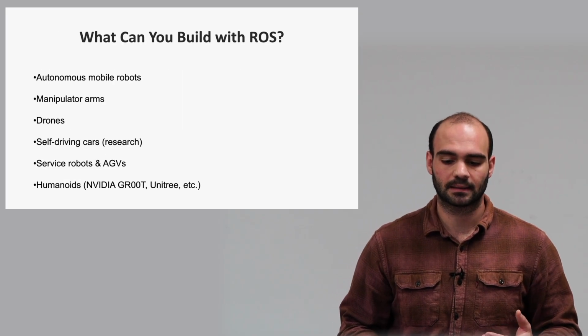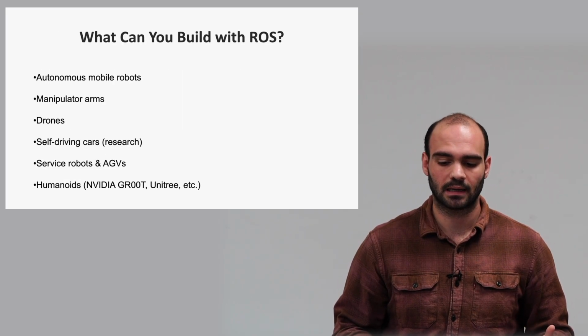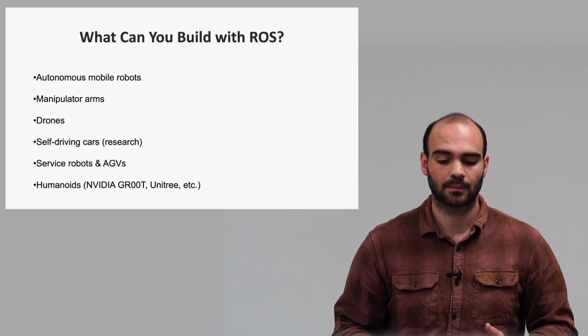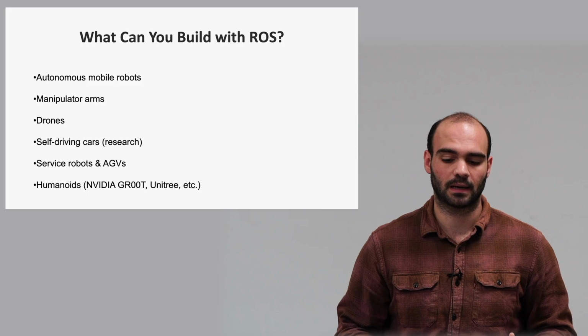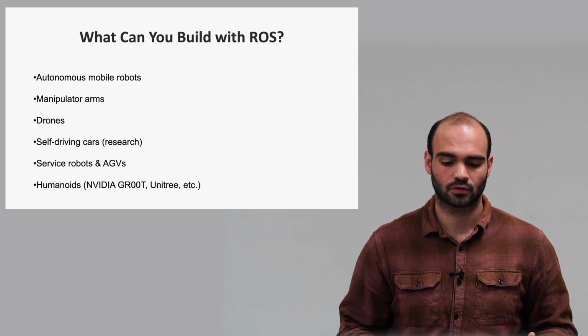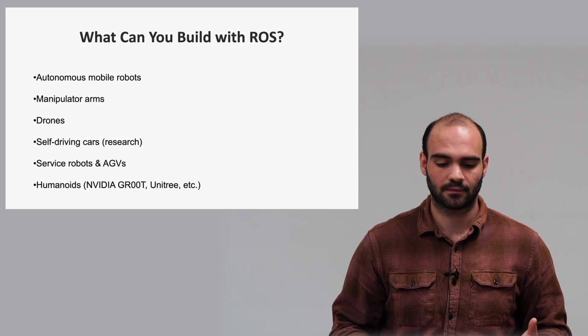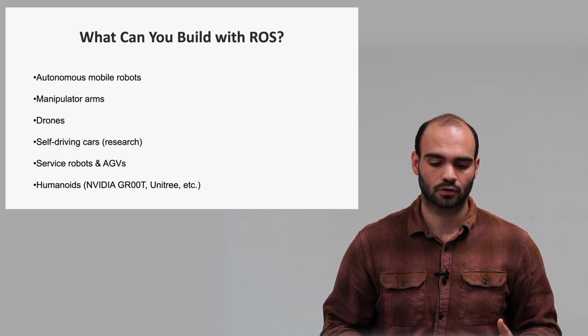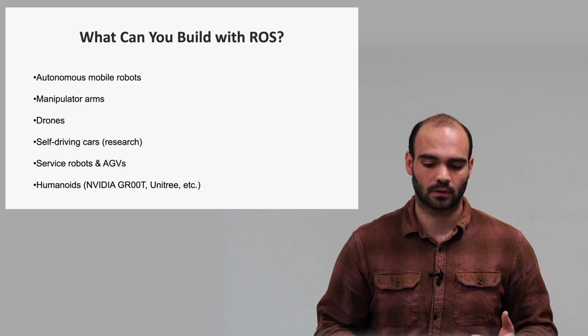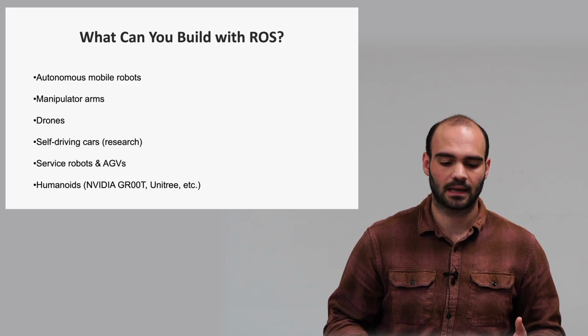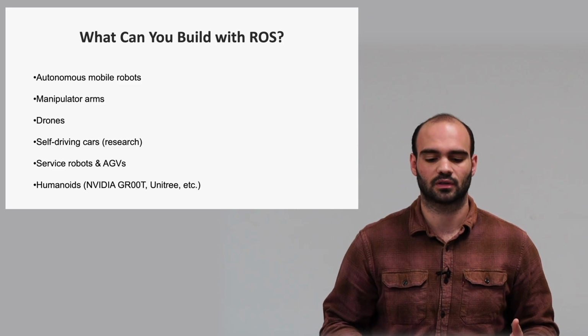ROS is used in many types of robots. Mobile robots like warehouse AGVs use ROS for navigation and mapping. Manipulator arms use ROS for motion planning and control. Drones, research self-driving cars, service robots, and even humanoids all have ROS-based systems. Because ROS works across hardware, simulation, and cloud platforms, it's incredibly flexible for almost any robotics project.